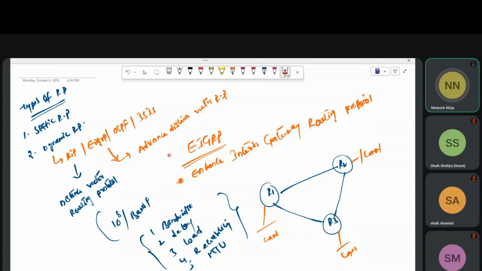So today we are going to understand how it works, and what parameters it is going to calculate: the bandwidth, delay, load, reliability, and MTU.